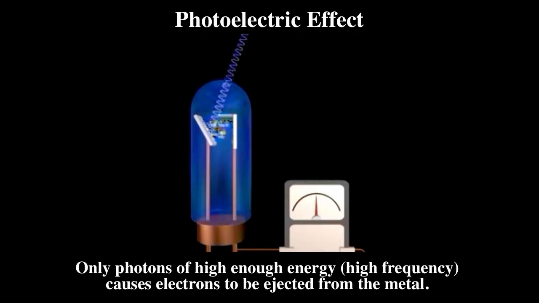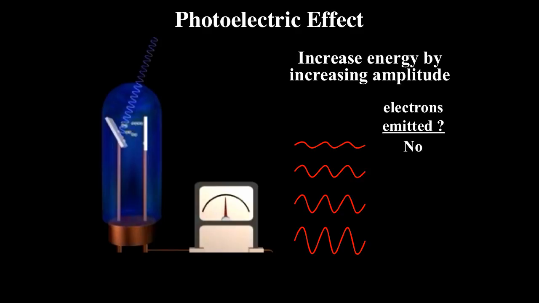And so only photons of high enough energy, high enough frequency, are actually able to cause the electrons to be ejected by the metal. And again, if you thought about this classically, about electromagnetic radiation being composed of waves, the higher the intensity, the higher the energy. So you'd expect that the higher the intensity, the more energy of the electrons. And that's not what's found.